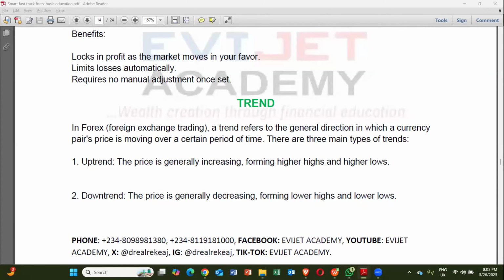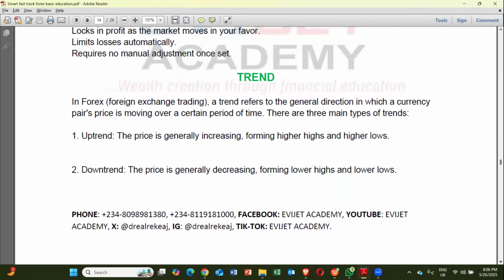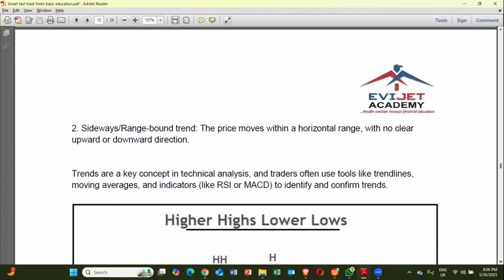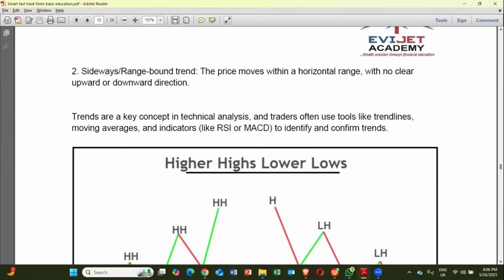Okay, so we look at trends, we look at support and resistance. Like we discussed last week, trend refers to the general direction in which a currency pair price is moving over a certain period of time. Okay, so we have the three types of trend. We have the uptrend, we have the downtrend, and we also have the consolidation, which you can call ranging, or sideways trend.